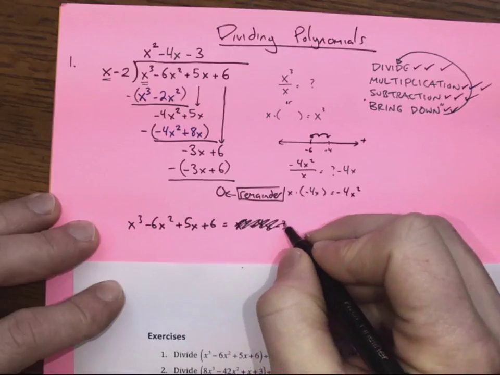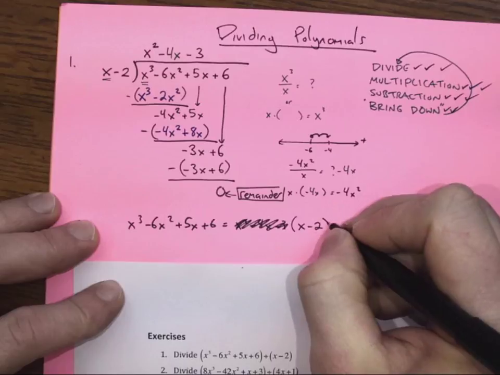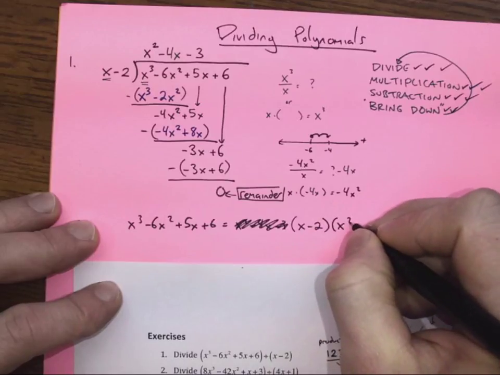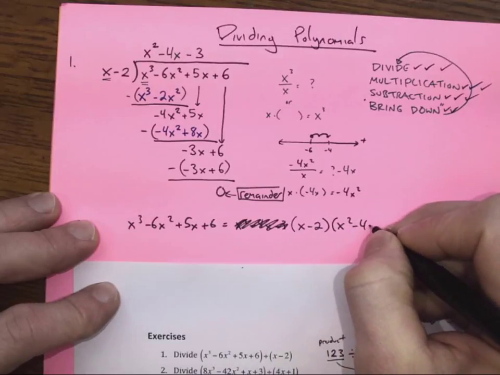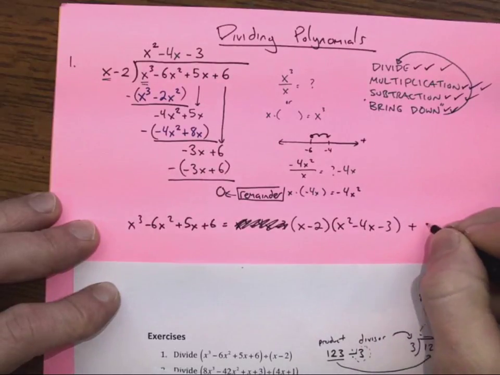You know what? Actually, I want to put the divisor first. It actually doesn't really matter because it doesn't matter what order you multiply things in. I just like to try to be consistent with what we were doing in class. Minus 3, like that. And there's no remainder.